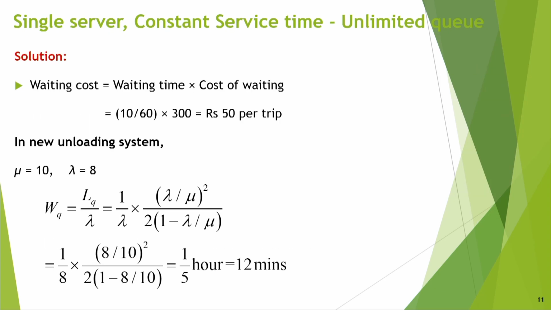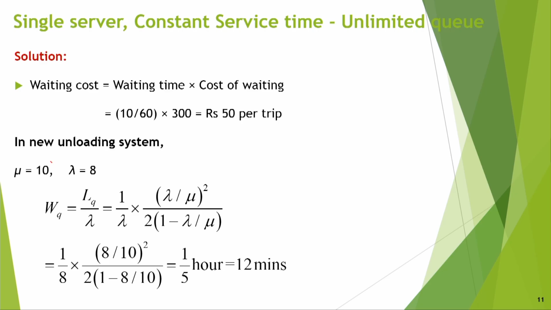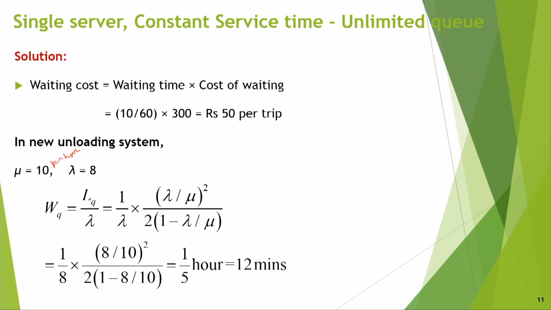In the new unloading system, mu is equal to 10 and lambda is equal to 8. It is better to write the units also here. Mu is equal to 10 trucks per hour, or you can say per hour, H inverse. Lambda is already given that 8 trucks arrive per hour, so average arrival rate is 8 per hour.